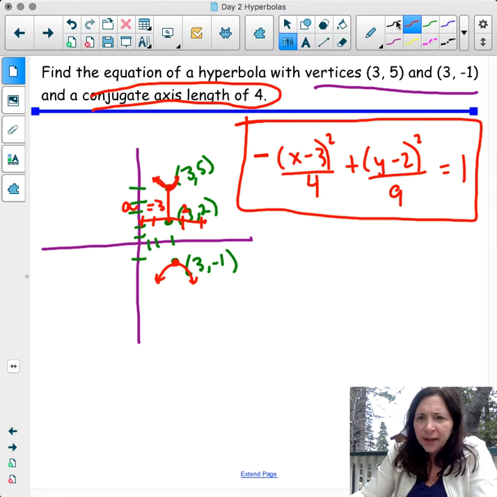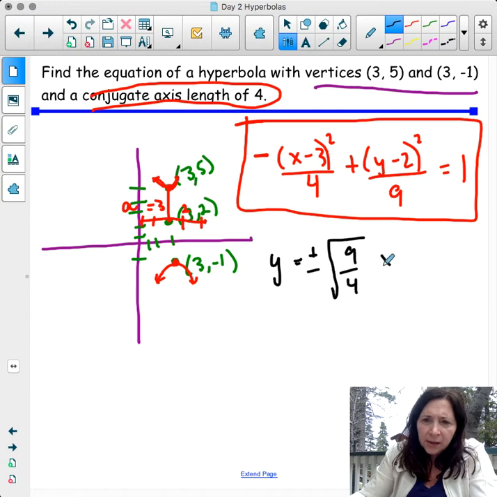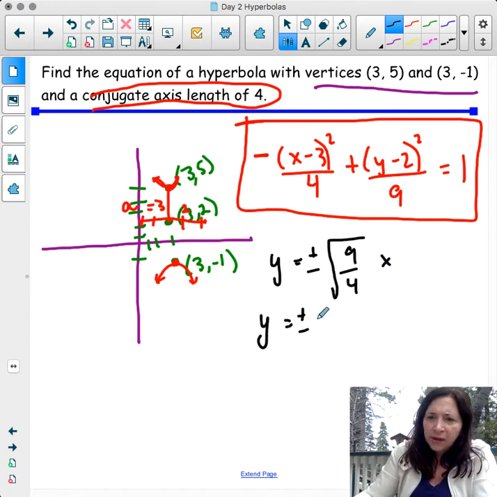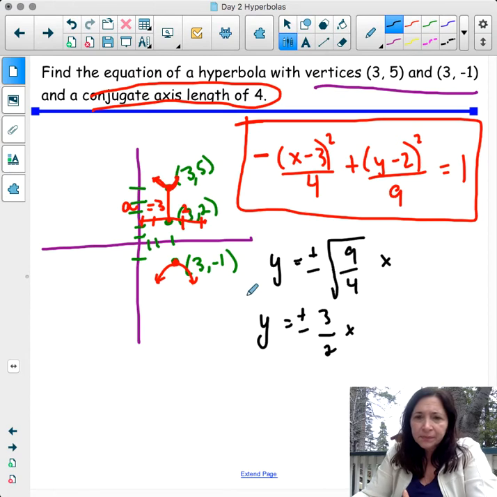I always like to write down the equation of the asymptotes, which is going to be y equals plus or minus the square root of the y over x. So you can write it like this, see, it's 9 over 4 x, but you can do a lot of that in your head too. The square root of 9 is 3, square root of 4 is 2, x. It's always going to be y, rise over run.